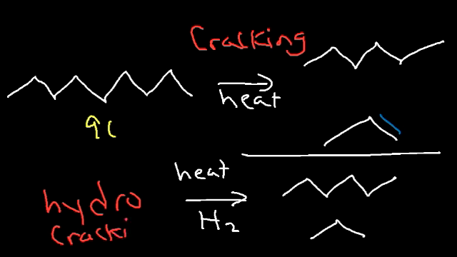Cracking is the process of heating an alkane and breaking it into smaller alkanes and alkenes. Hydrocracking is doing the same thing. You're heating it and breaking it up into 2 smaller alkanes, but you're adding hydrogen gas as well. Typically, you might need a catalyst to make this work, to speed it up. By the way, make sure you know that alkanes are known as paraffins. Alkanes are saturated. Alkenes are unsaturated. Alkenes are known as olefins.